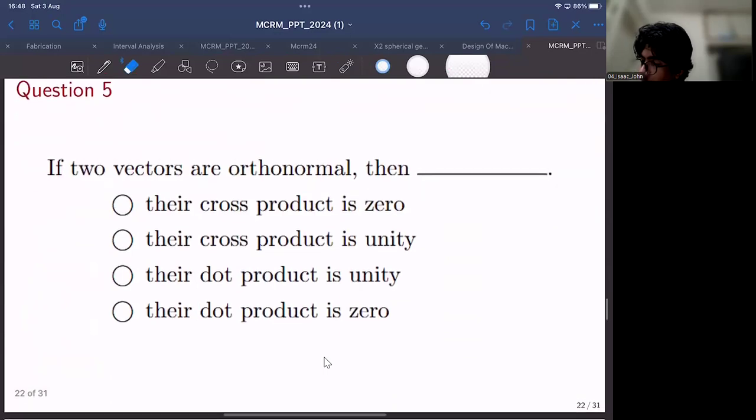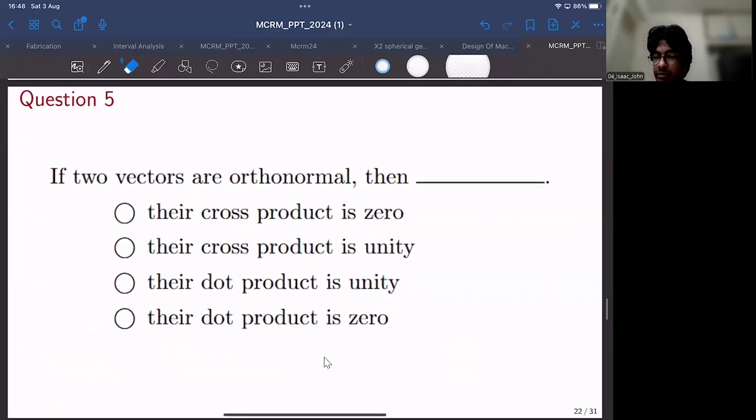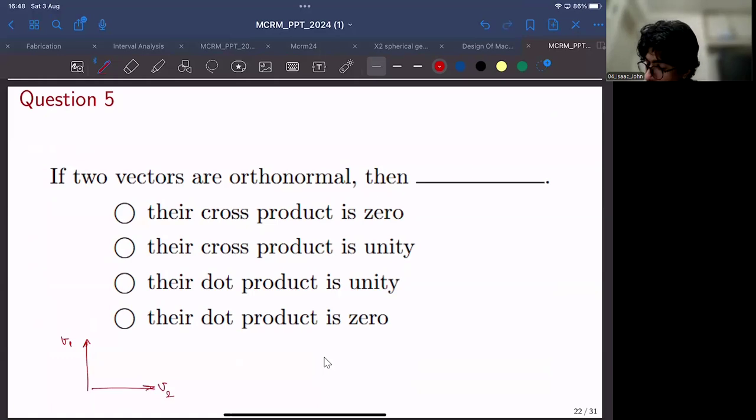Question 5. It's basically a vector algebra question. If two vectors are orthonormal, then what is the correct option? So I'll label this as V1. This is V2. And orthonormal in the sense they are normal to each other and their respective length is 1. So which of these options are correct?